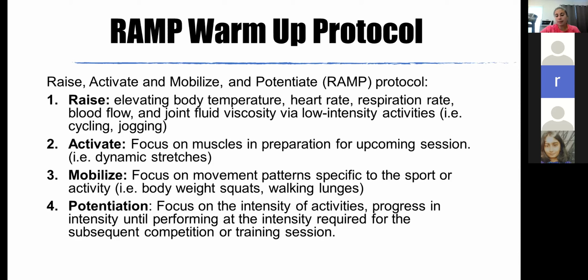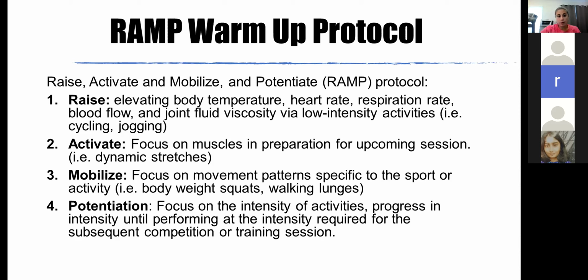So good question is, when would you maybe incorporate that self-myofascial release? So you'll probably put it in activate, okay? So you might do your raise component and then do a little bit of rolling and then go into your dynamic stretches because it's kind of helping to get those muscles primed and the fascia and everything ready for what you're going to do. So I would probably put it after your aerobic activity. So you probably could include it there.